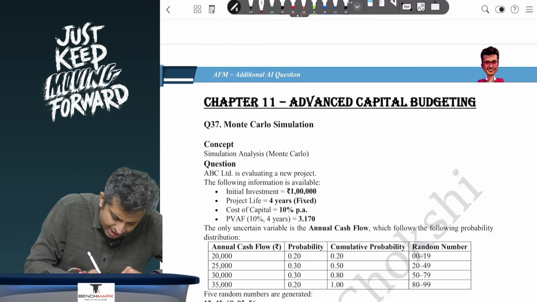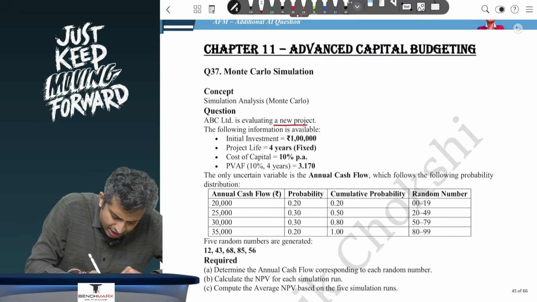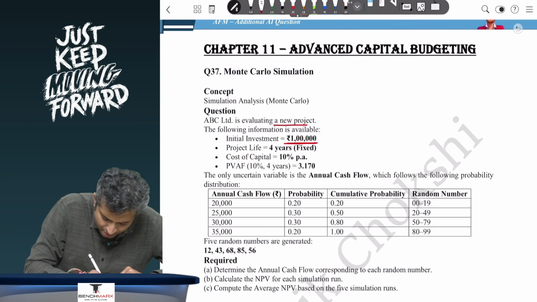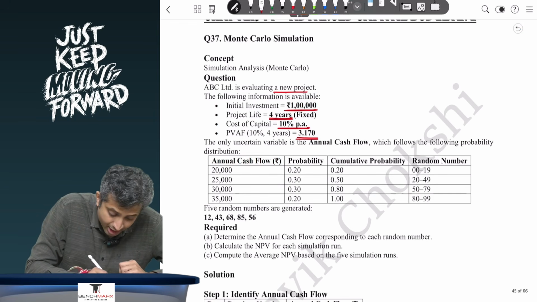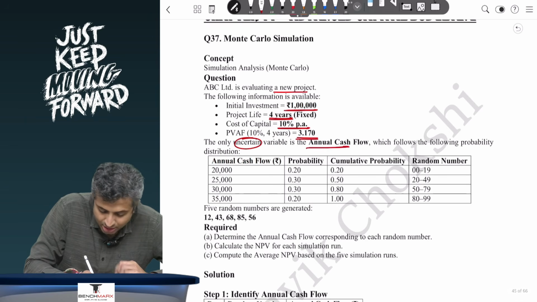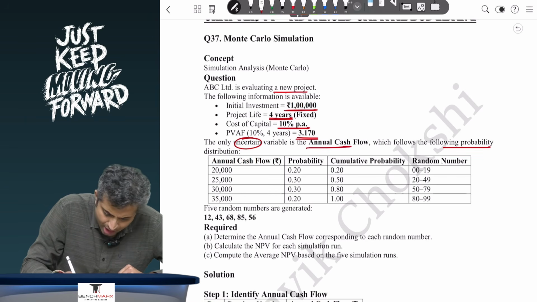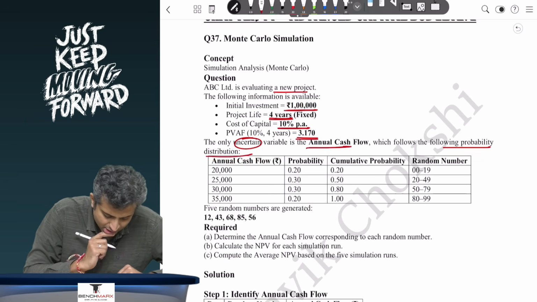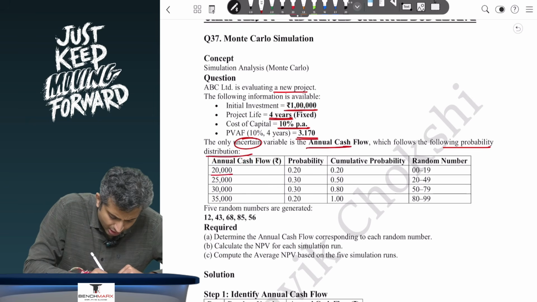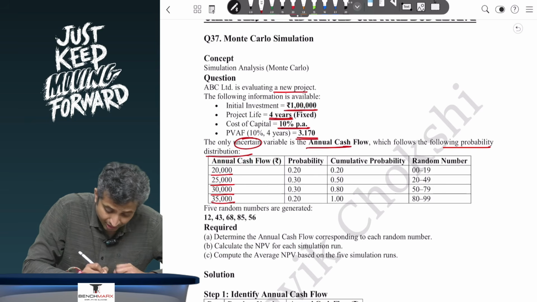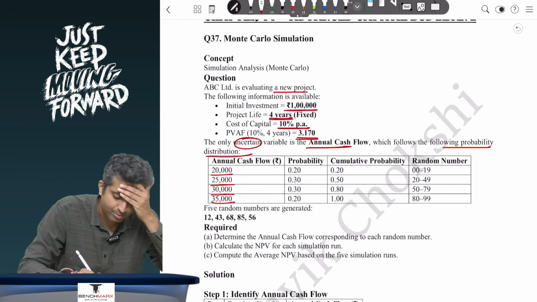Like, ABC is evaluating a new project. The initial investment is 1 lakh, project life is 4 years, that is fixed, cost of capital is 10%, and the annuity factor is 3.17. The only uncertain variable over here is how much annual cash flow you can generate, for which the following probability distribution is given, like 20,000, 25,000, 30 or 35. We don't know what will be generated, but we have assigned probabilities.